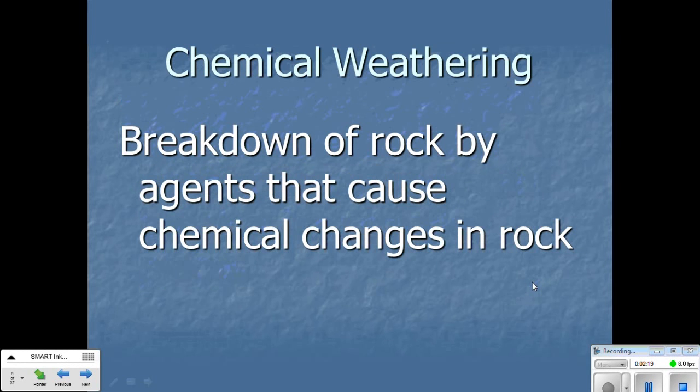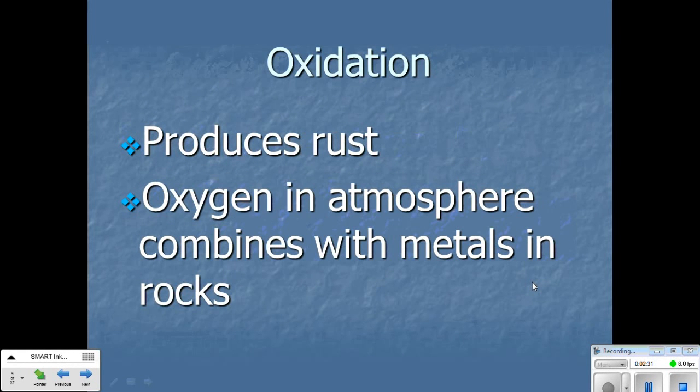And then chemical weathering, a breakdown of rock by agents that cause chemical changes in the rocks. We're actually changing what the rock's made of. Oxidation produces rust. Oxygen in the atmosphere combines with metals in the rock, is actually going to turn that rusty color, which we call oxidation.